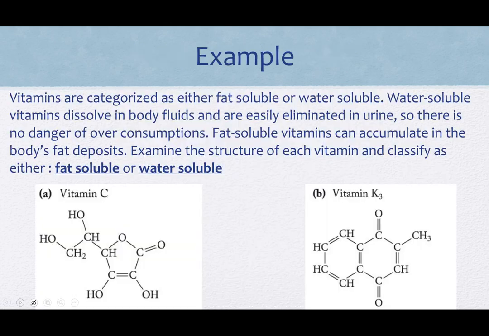Another example of like dissolves like would be if we were talking about vitamins. So this gives us a pretty tangible example of trying to understand this idea. Vitamins are categorized as either fat-soluble vitamins or water-soluble vitamins. Water-soluble vitamins dissolve in body fluids and are easily eliminated through the urine, so there's no danger of overconsumption. Fat-soluble vitamins accumulate in the body's fat deposits. So examine the structure of each of the vitamins and classify it as either fat-soluble or water-soluble.